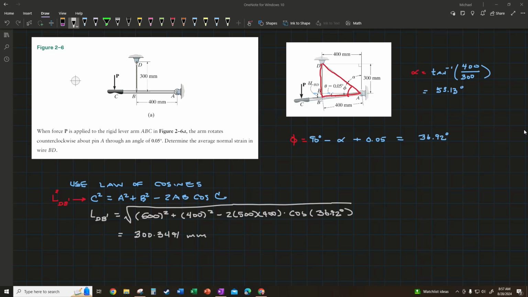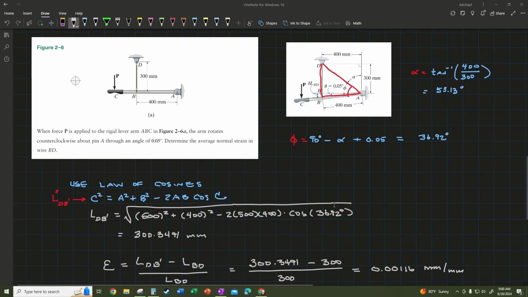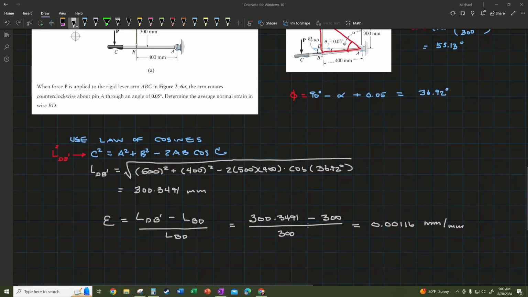And we can use that to figure out our change in length by subtracting off the initial length of the cable. So we can find our strain now. And our normal strain then is the elongated length minus our initial length divided by our initial length. So 300.3491 minus 300 divided by 300 equals 0.0016. Now you should put in units of millimeters per millimeter, even though that is unitless.